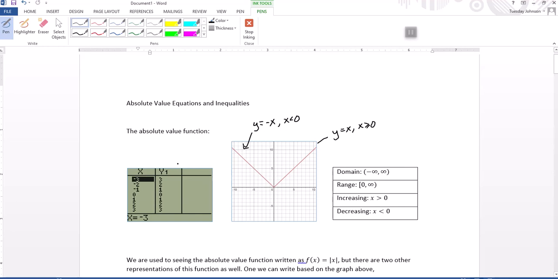Notice that if the input is -3, an x value less than 0, -3 gives an output of 3. What you put in is what you get out on the right-hand side. Input 5, you get 5. Input 8, you get 8 out.